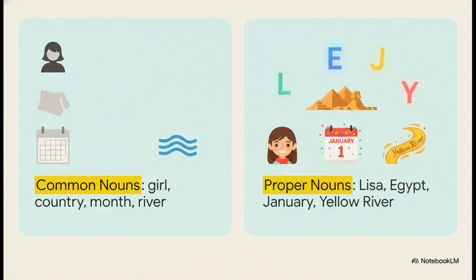But watch what happens when we compare them side by side. On the left, we've got general terms: girl, country, month, river. But the second a common noun gets a specific identity, like Egypt or the Yellow River, bam! It upgrades to a proper noun and earns that capital letter we just talked about.